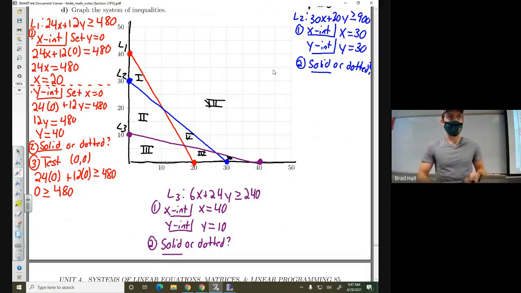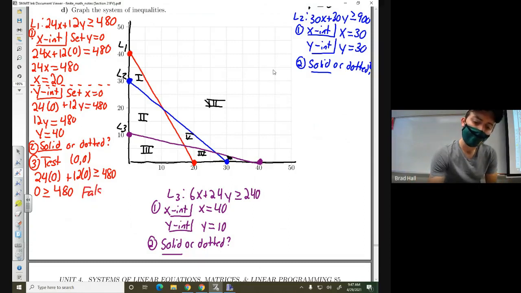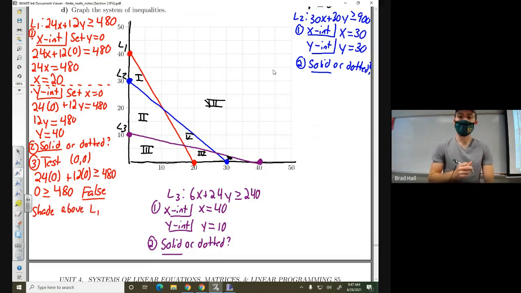Obviously we get a false statement, because of course 0 is not greater than 480. And whenever you get a false statement, what this means is you shade above the line. And this line that we're testing happens to be L1. So we are shading above, as I illustrated here, the red line. Or in other words, we're shading above L1.